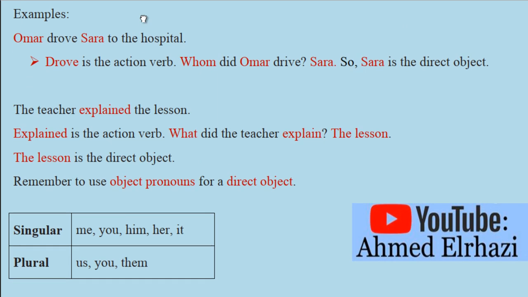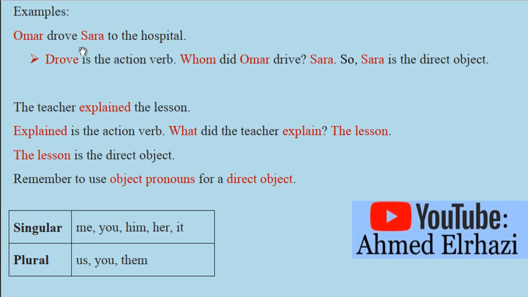Example, we have: Omar drove Sarah to the hospital. Drove is the action verb. Whom did Omar drive? Omar drove Sarah. So Sarah is the direct object. The action was received by Sarah. Sarah receives the action.